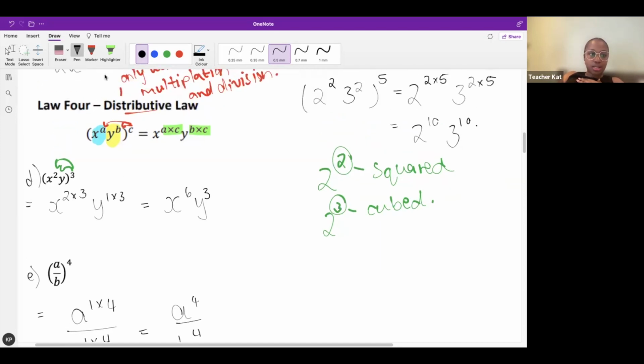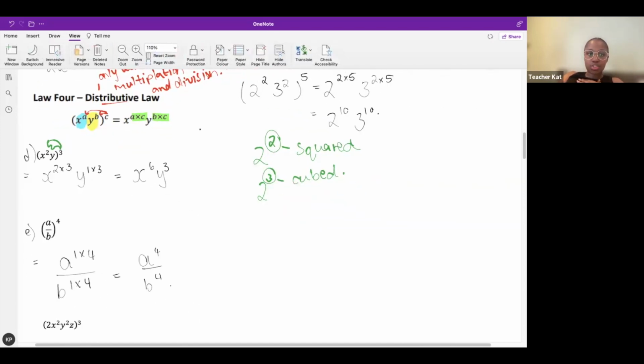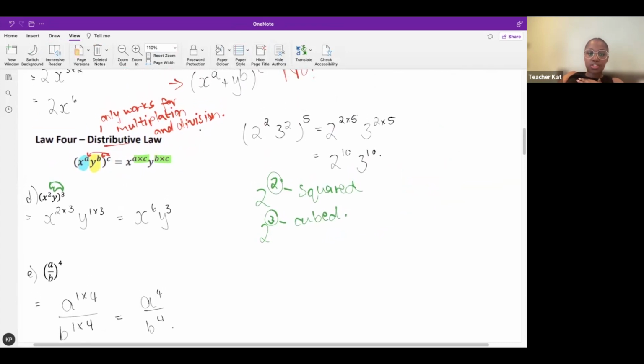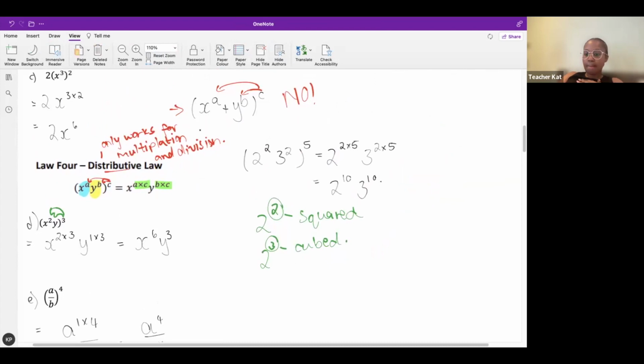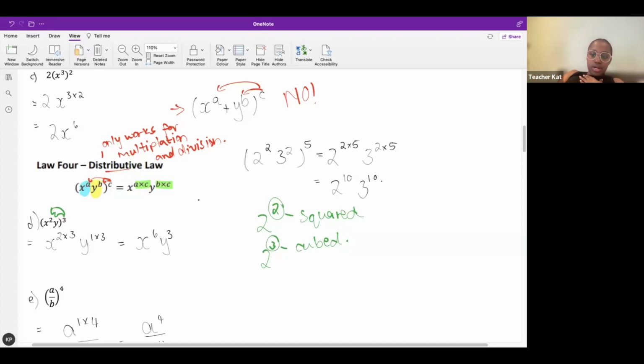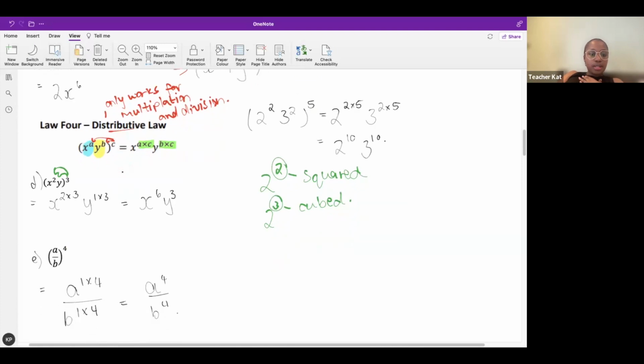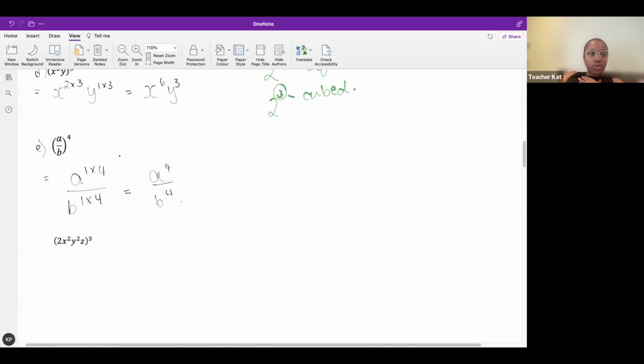So let me do this and zoom out a little bit so you guys can screenshot. Always remember it only works for multiplication and division. Let me start here. There we go, Spamandla, that is correct. All right. Let us continue.